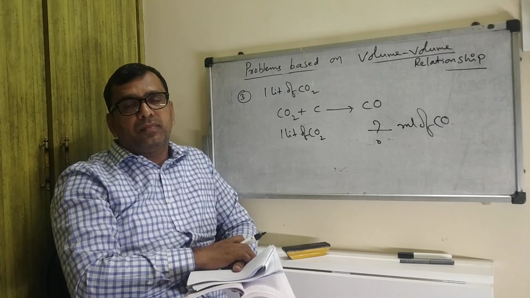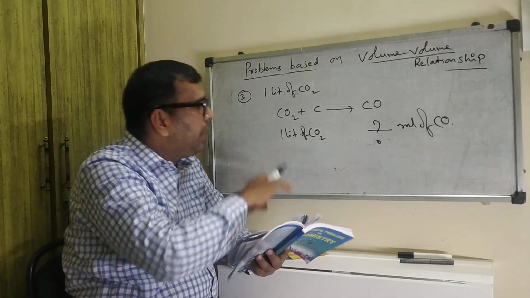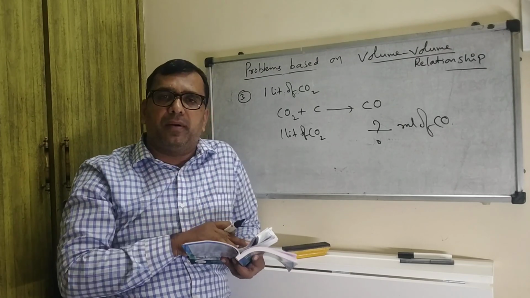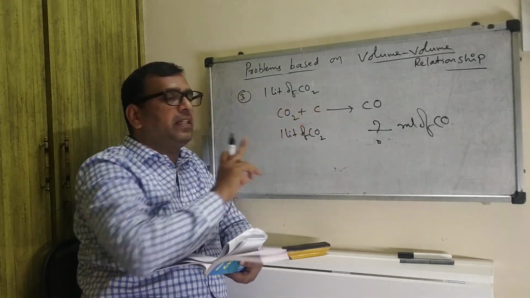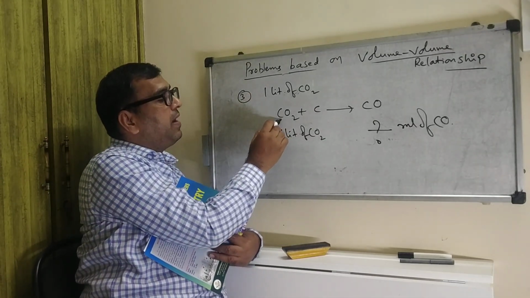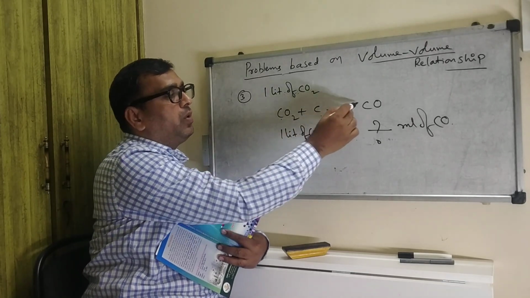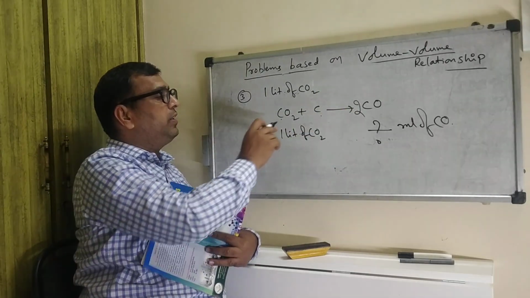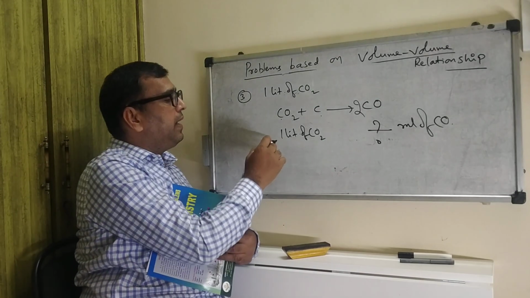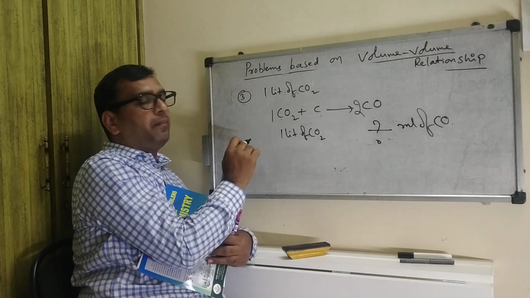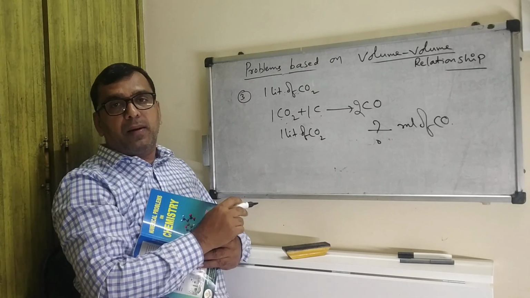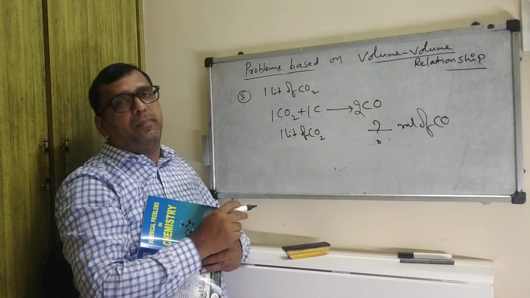Okay, now I will do this. First you have to do balancing. That is very important. The balancing of the reaction plays a major role. Here, carbon 1, 1, 2, then 2, and oxygen 2 plus 2, balanced. Then what do you get here? 1 mole of carbon dioxide reacts with 1 mole of carbon to form 2 moles of carbon monoxide.